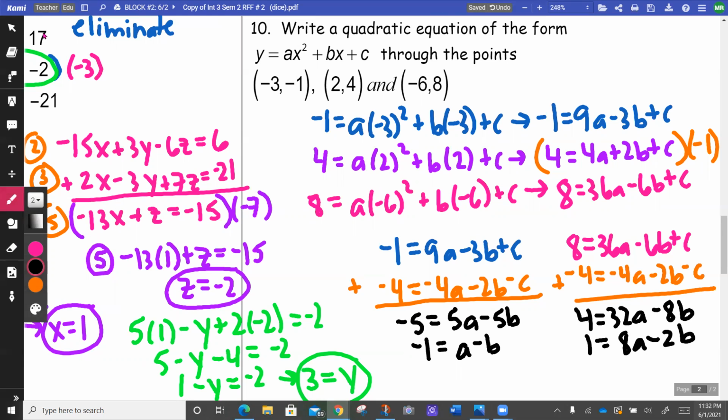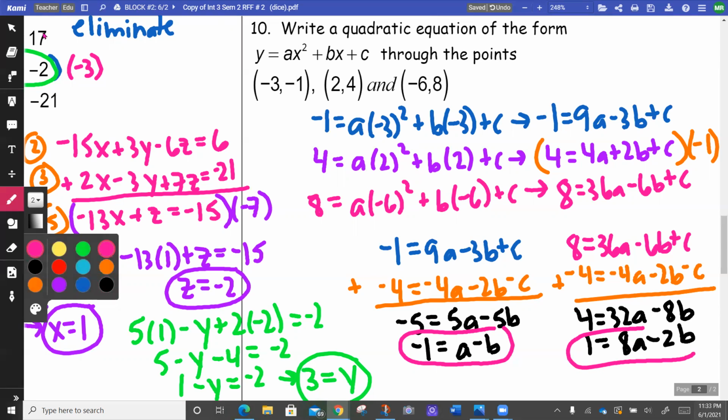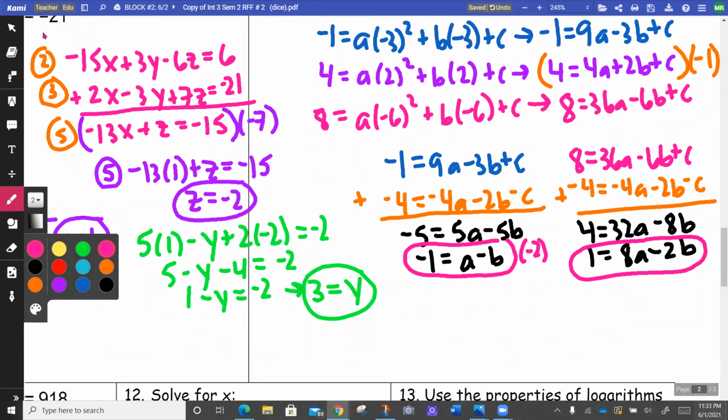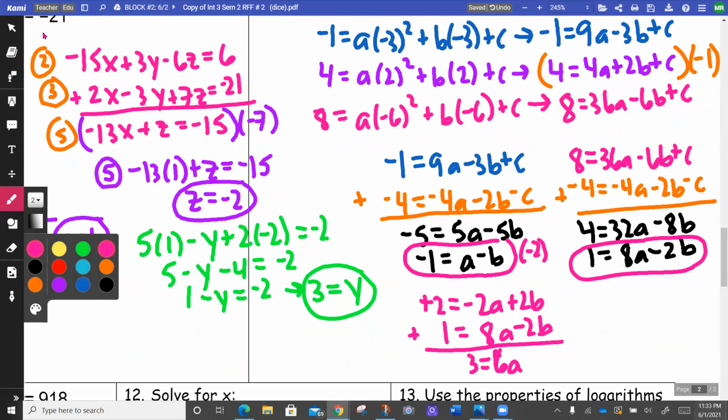Okay, so I've got these two equations here, this one and this one. So I think if I multiply this one here by a -2, my b's will cancel out. So it's going to give me a +2 is equal to -2a plus 2b. And then I'm going to take that other equation, 1 is equal to 8a minus 2b. And when I add these together, I get 3 is equal to 6a. So a is equal to 1/2.